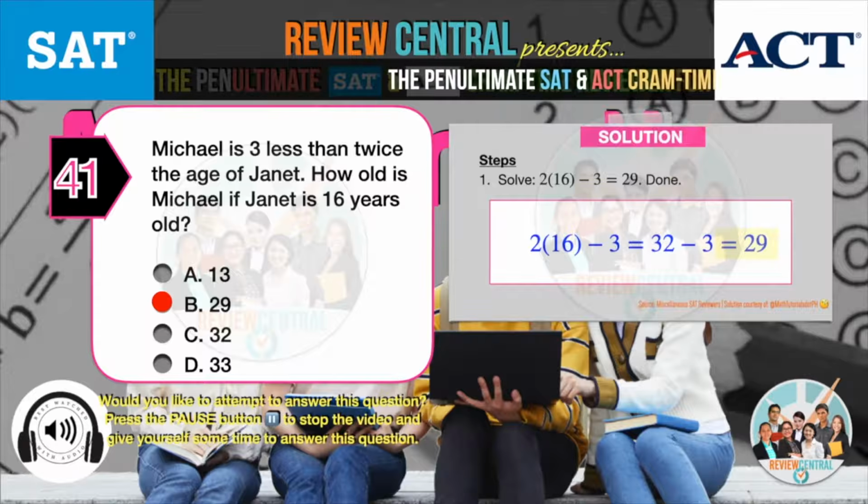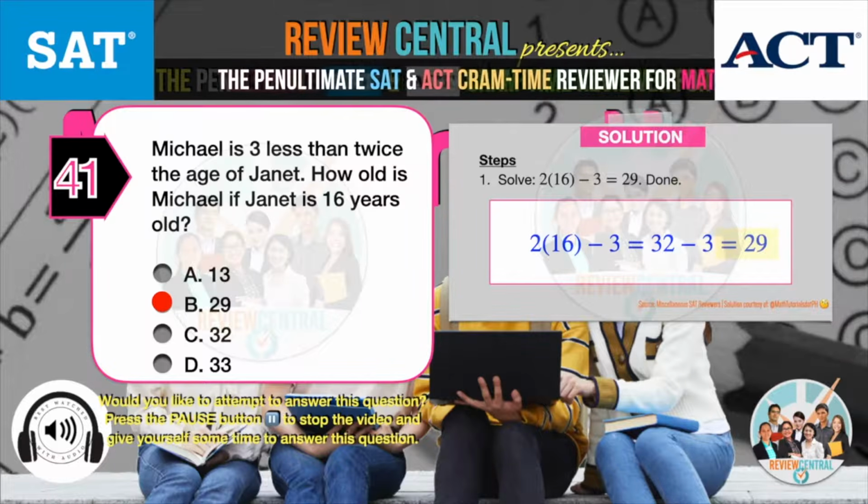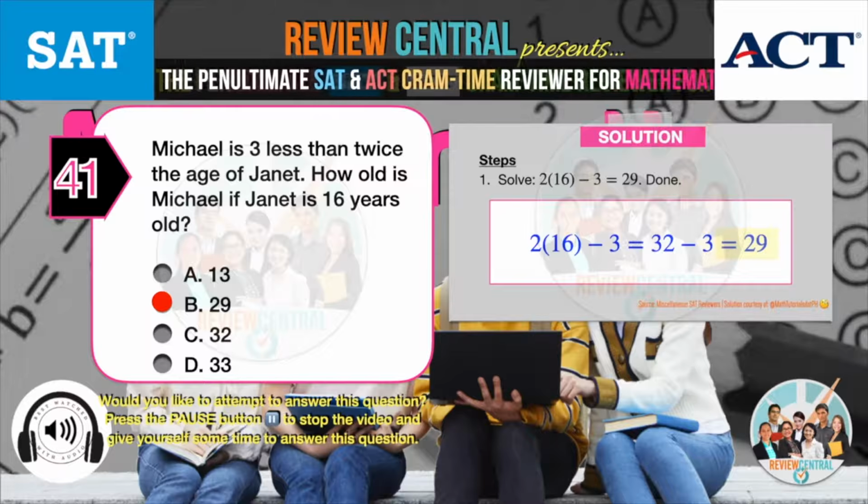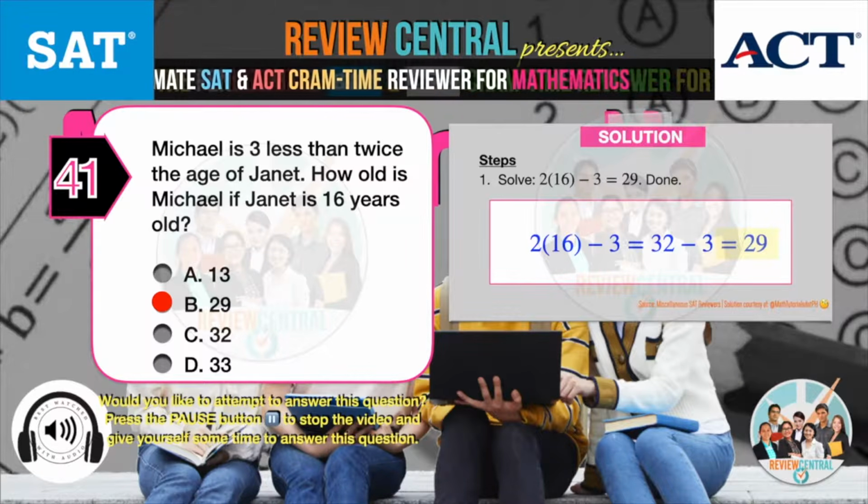Got it, right? Or maybe we'll explain a little. Janet's age is given as 16. Michael is 3 less than twice the age of Janet, so we multiply 16 by 2 and then subtract 3 from the product. The result is Michael's age.